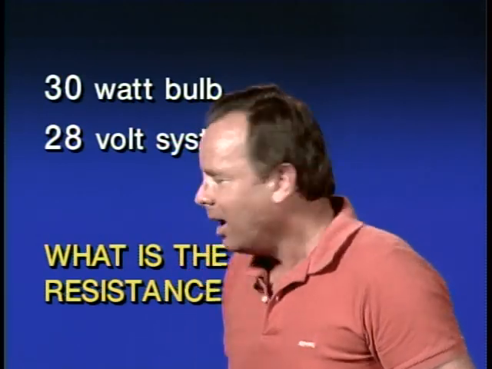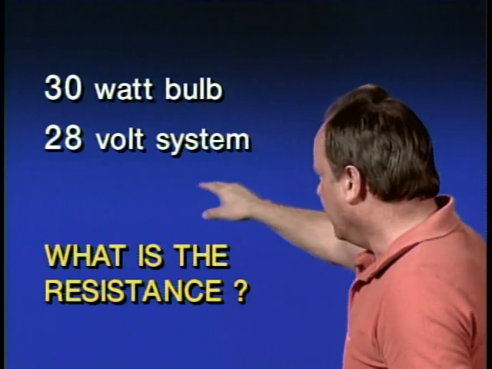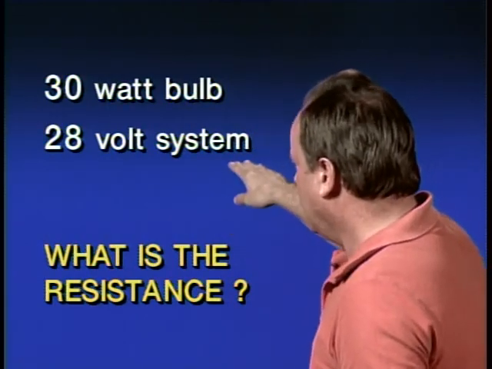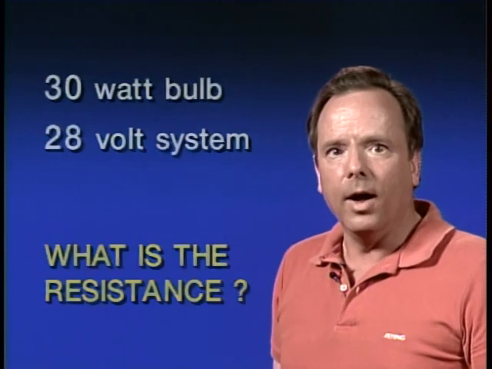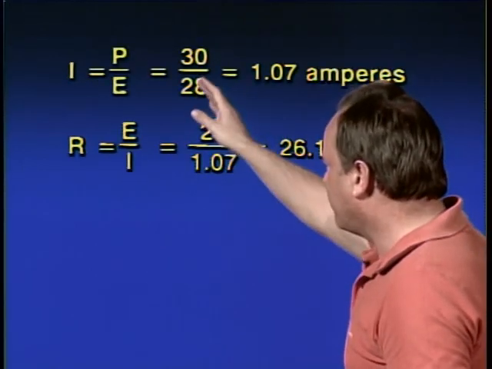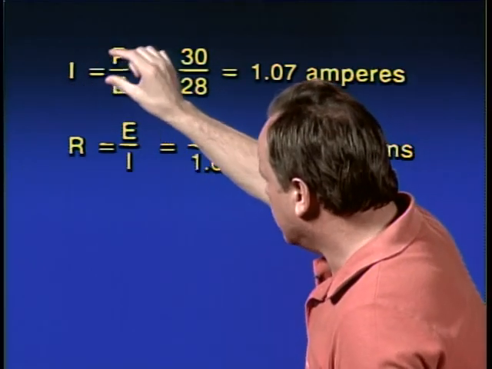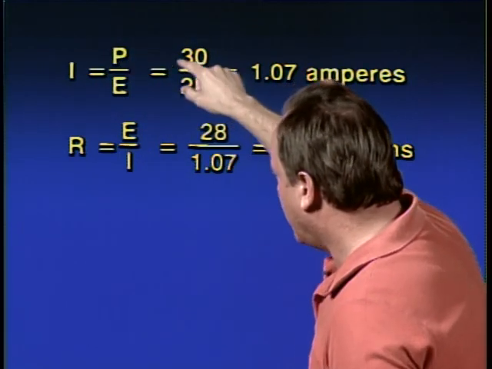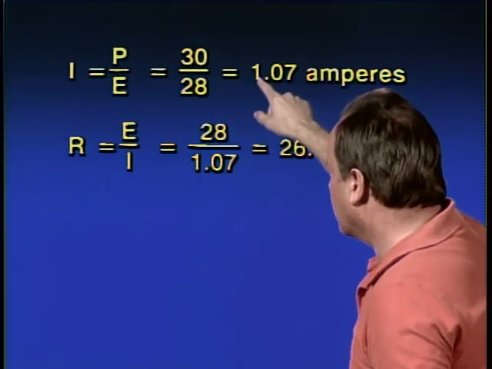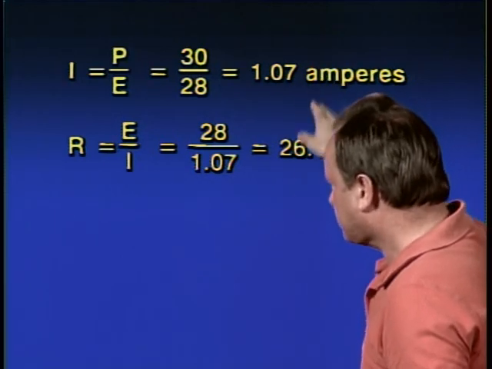All right. What's the operating resistance, the next question says, of a 30-watt bulb in a 28-volt system? And the question is, what is the resistance? Well, first of all, let's figure out the current, and then we'll figure out the resistance. That makes it pretty easy. The current is equal to the power in watts divided by the volts. Power in watts is 30, volts is 28, the current is 1.07 amps.